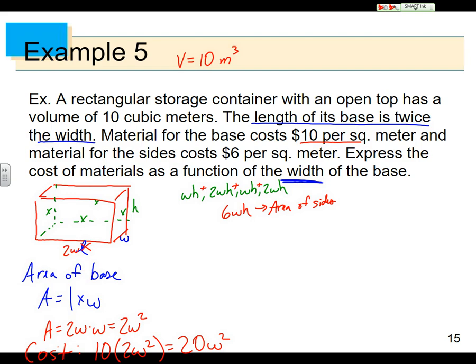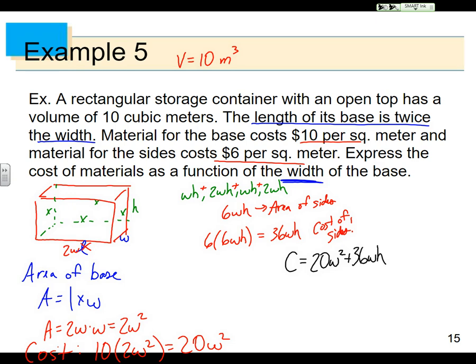The cost of each side is going to be $6 per square meter. So if I multiply that by 6, I'm going to have to use $6 for the whole area right there. It's going to be 36wh for the cost of sides. So all in all, I've got my cost ready to go. My cost as a function of the width is going to be 20w squared for the bottom plus 36wh for the sides.